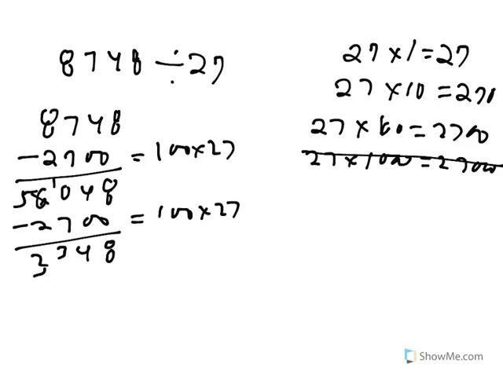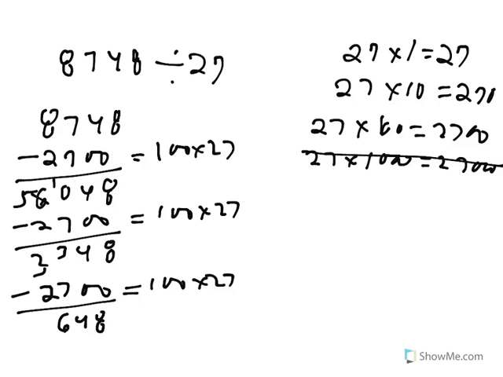This 3,348 is the result of subtracting away 27 200 times. But I could still take away another 100 27s. And I end up with 648. So I've taken away 300 27s. But I still have 648 left.